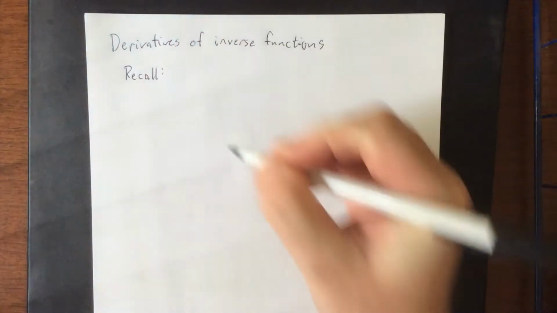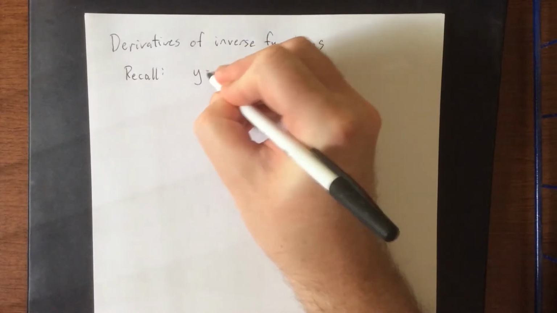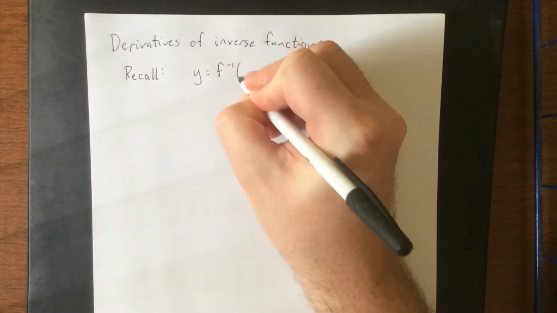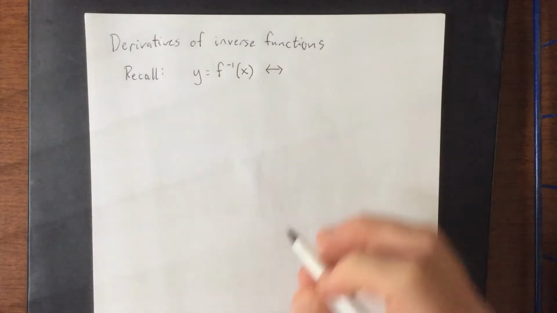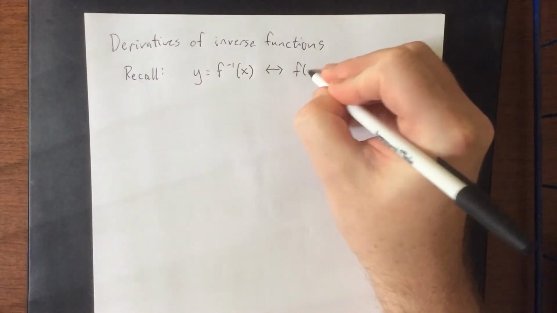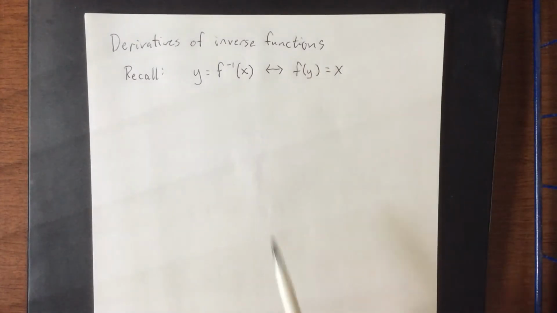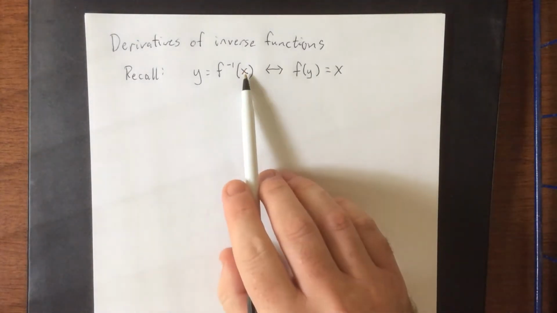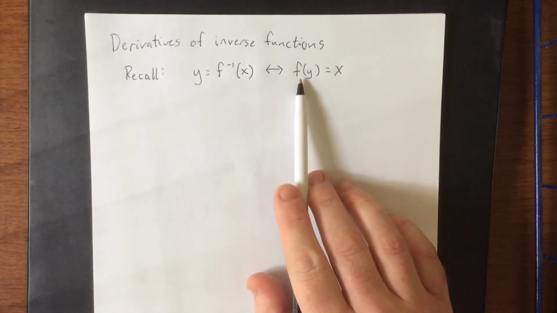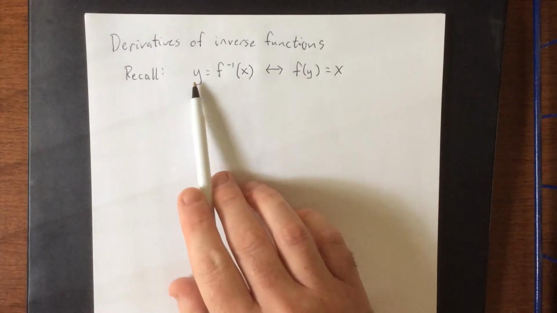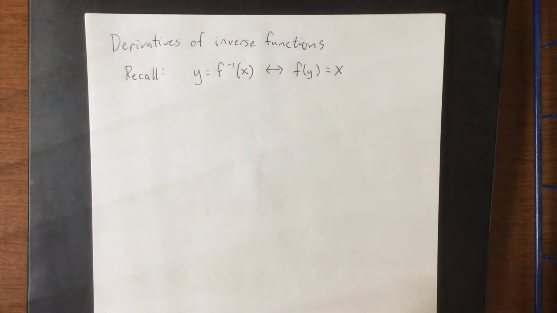So as we're getting started, first thing I want to remind everybody is what is the definition of an inverse function. So if a function is one-to-one, then there exists an inverse function for it that reverses the roles of the inputs and the outputs of the function. So if x is the input to the inverse function, that would be the output of the original function. Vice versa, if it's the output of the inverse function, it would be the input to the original function.